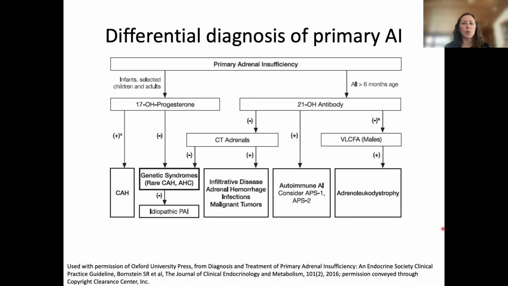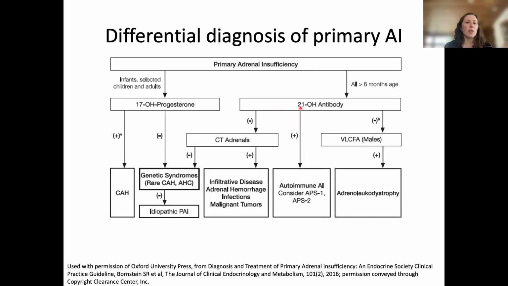APS1 is a rare disorder caused by a mutation in an autoimmune regulatory gene, AIRE, that's characterized by mucocutaneous candidiasis, hypoparathyroidism, and autoimmune AI, and it typically presents in childhood and early adolescence. In contrast, APS type 2 is a polygenic disorder that's most frequently diagnosed during adulthood and is associated with other autoimmune conditions, including hypothyroidism, type 1 diabetes, premature ovarian insufficiency, celiac disease, and autoimmune gastritis.